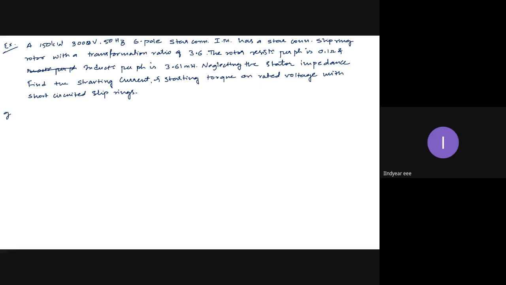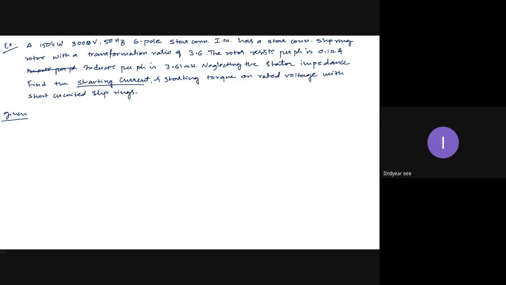Now the given things. This problem needs some special attention, and you should invoke your knowledge of impedance transformation from primary to secondary and secondary to primary in transformers. Here I need to find the starting current. This starting current is not the rotor current, but the current drawn by the stator winding from the supply. I have the rotor quantities given: 0.1 ohm and inductance 3.61 millihenries.